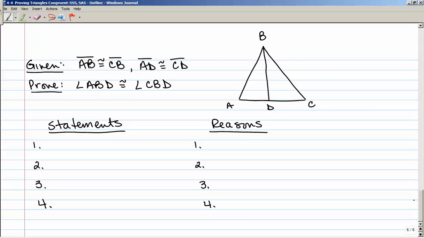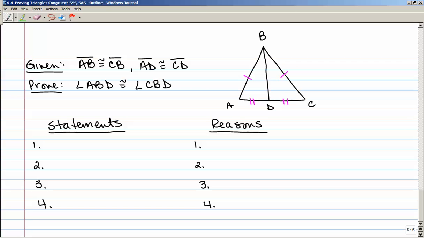And let's take a look at one more proof here. It's given that AB is congruent to CB, so I will mark those. It's also given that AD is congruent to CD, so I will mark those. And what I have to prove is that angle ABD, so that's the small angle at the top on the left, is congruent to angle CBD, which is the small angle up on the right.